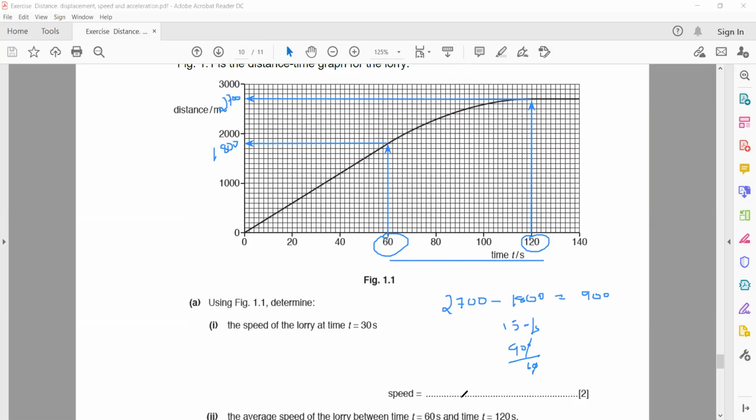Is it clear? Because we need an average speed. When we calculate an average speed, it is the distance traveled divided by time. And we need the average speed from 60 seconds to 120 seconds. At 60 seconds, it was at the 1800 meter mark, and at 120 seconds, it was at the 2700 meter mark. Moving over the time interval of 60 seconds to 120 seconds, it covered 900 meters, and the time interval is 60. So 900 divided by 60, you will get the average speed. Is it clear?